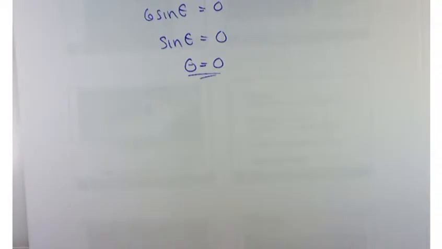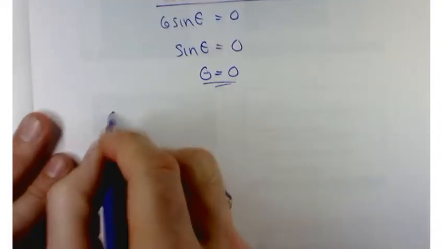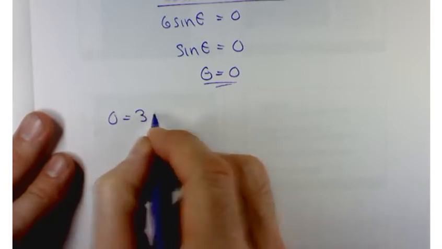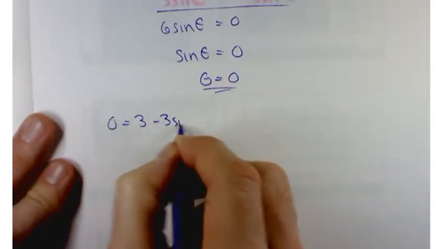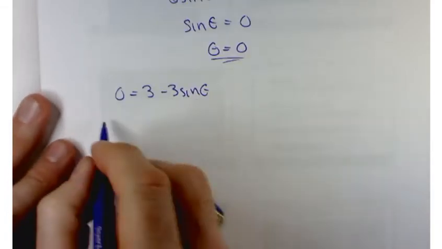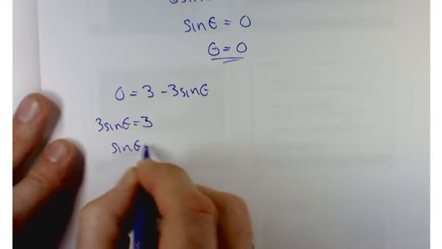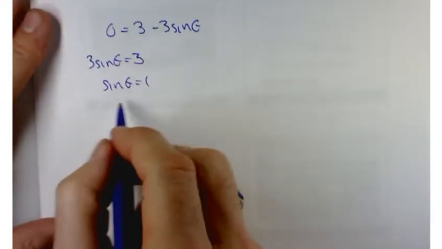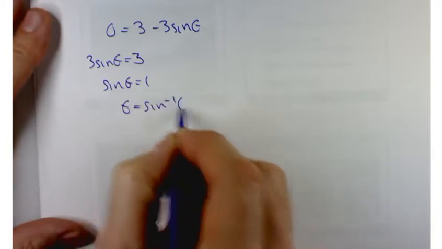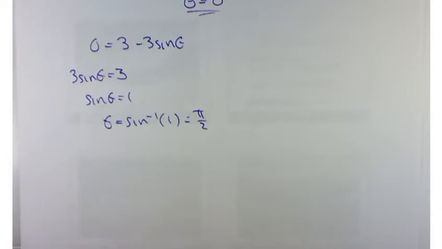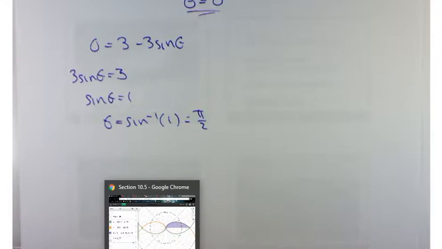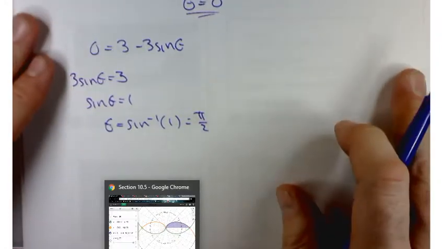Let me go back to this. If the radius is 0 in these equations, I get 0 equals 3, let me use this one, minus 3 sine of theta. In other words, 3 sine of theta equals 3, or sine of theta equals 1. That means theta is the inverse sine of 1, or pi over 2. So that's my other limit of integration.